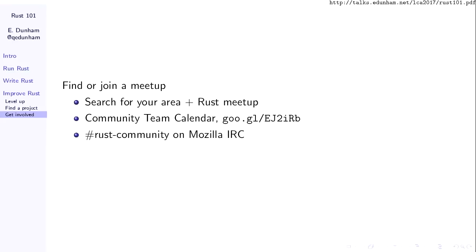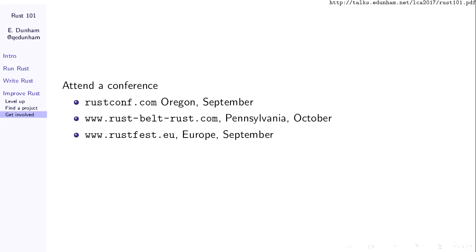And the Rust community channel on Mozilla IRC, irc.mozilla.org, is a great place to meet the community team members. Say, hey, I'm thinking about starting a meetup in such and such a region. What should I do? Is there anyone else who's expressed interest in this? And so forth. And we can be kind of a central switchboard of everybody who wants to lead more involvement.